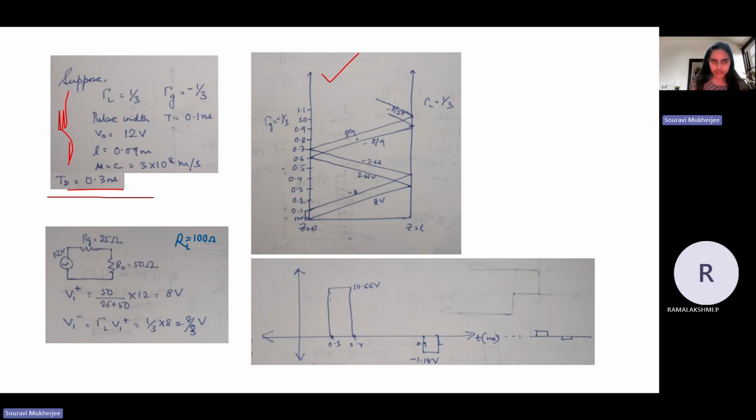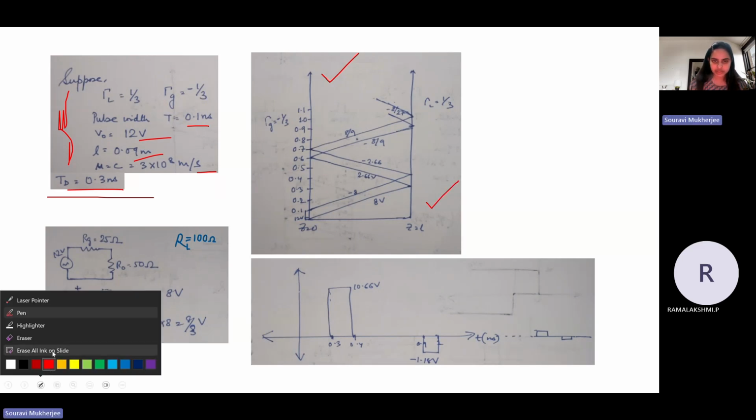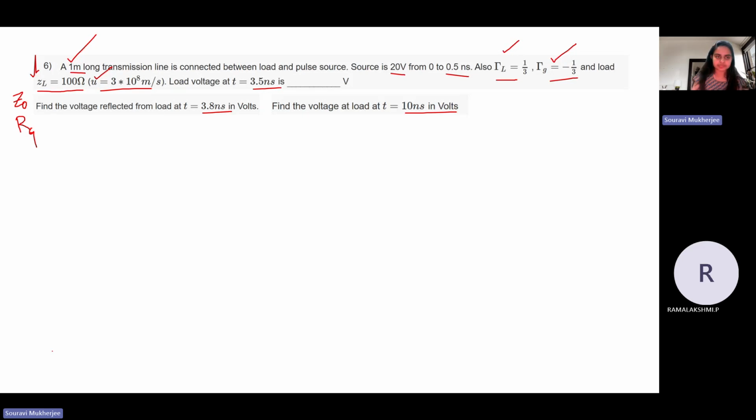So for the next question, you have this as 0.5. Here you have 20 volt. This is 1 meter. This is the same speed. You can find TD. So you can follow the same procedure, try to draw a diagram like this to actually find the answer to that question, right?